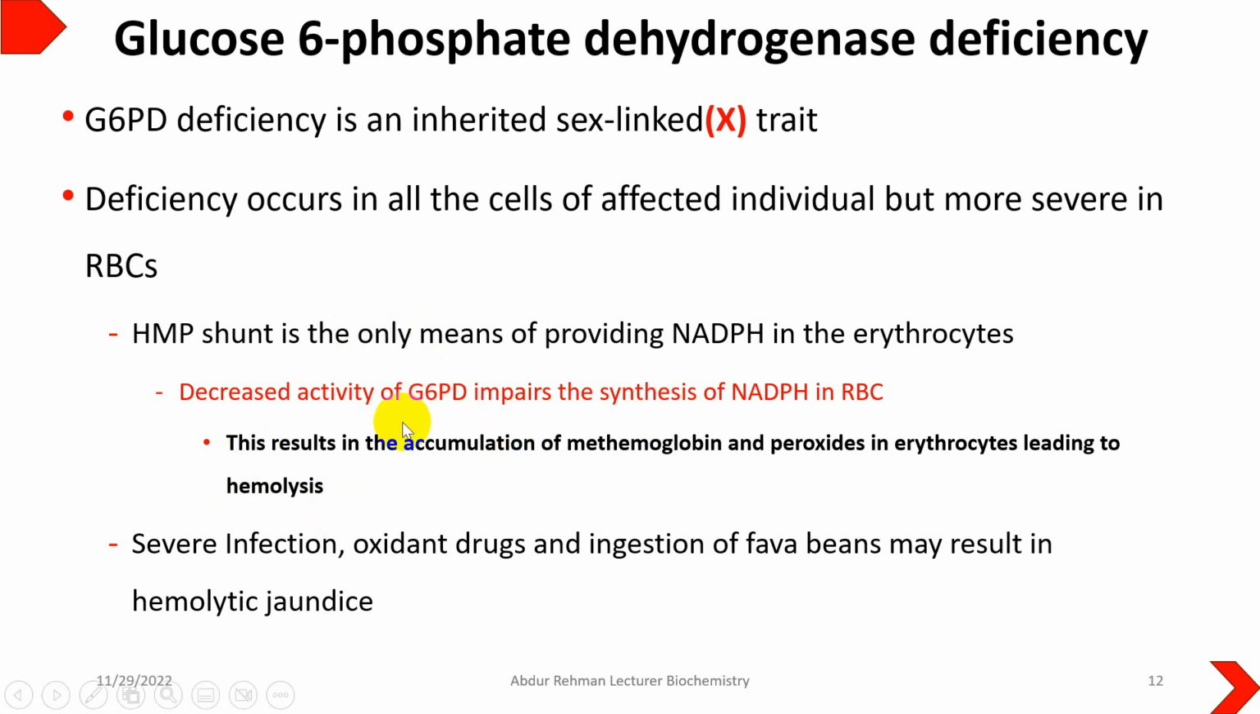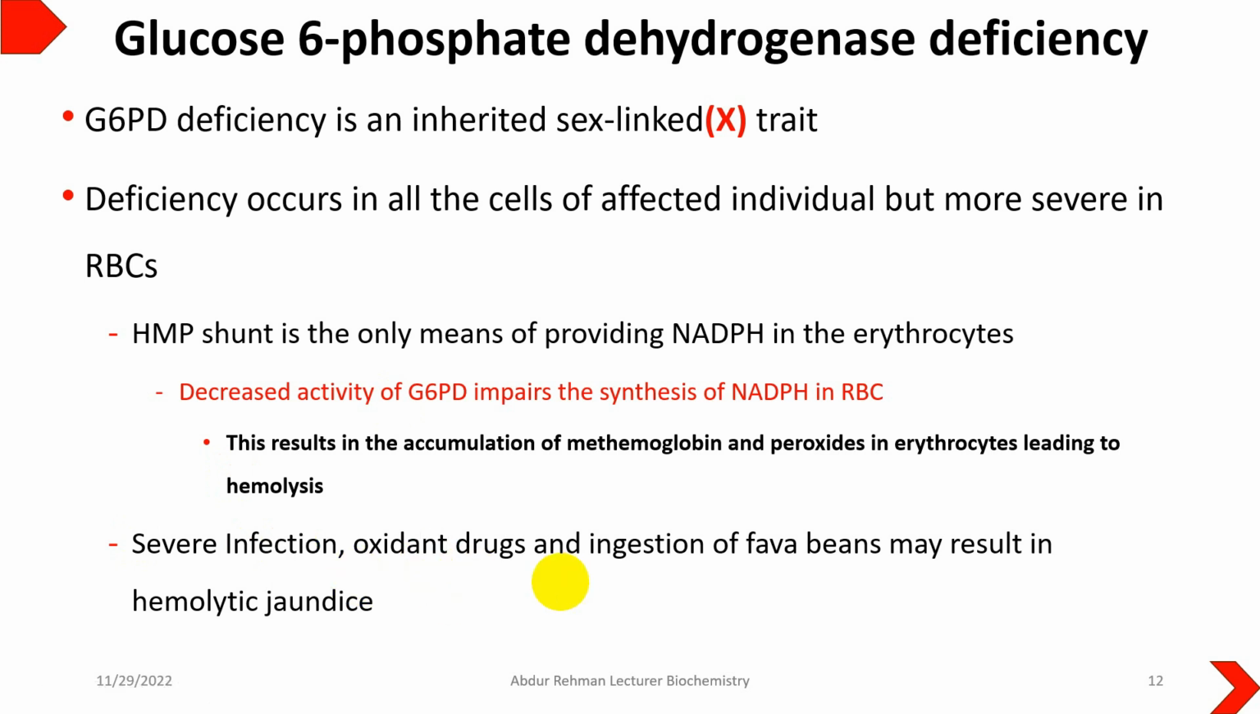So decreased activity of G6PD impairs the synthesis of NADPH in the red blood cells. This results in accumulation of methemoglobin instead of oxyhemoglobin, and peroxide in erythrocytes leads to hemolysis. That will result in more free radicals, which will disrupt the structure of the cell membrane and result in hemolysis. But the condition can get worse in a person who is deficient of G6PD if he gets some severe infection or uses some kind of oxidant drugs.